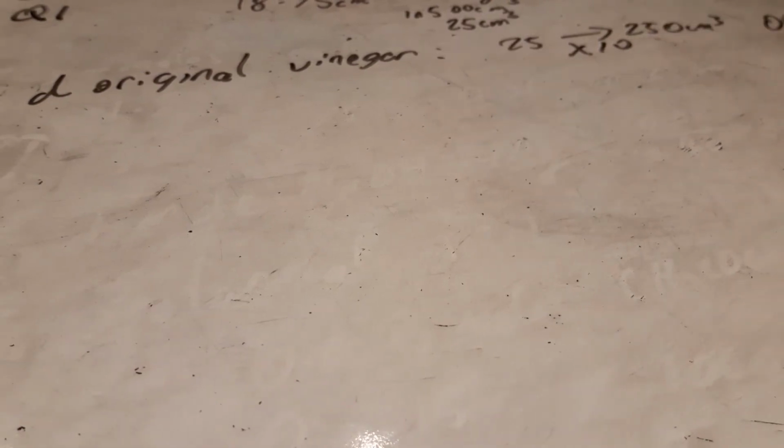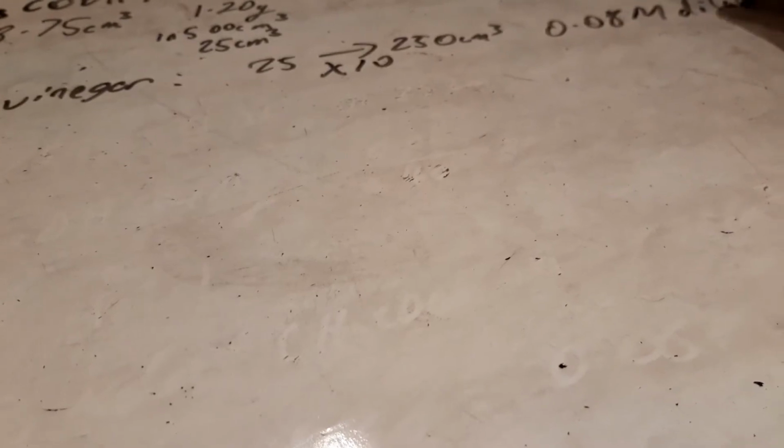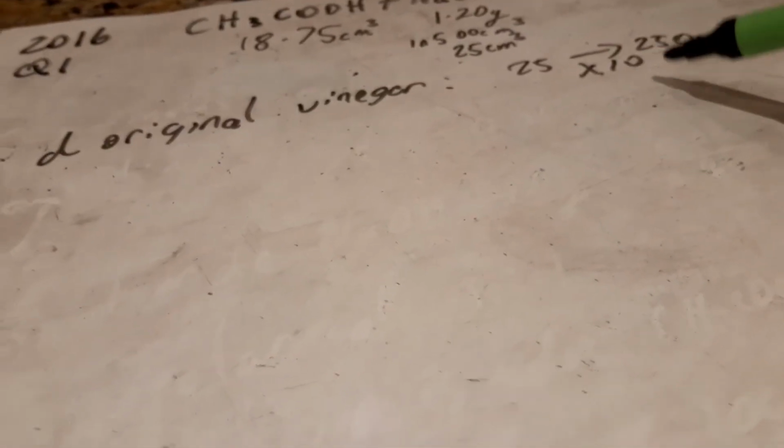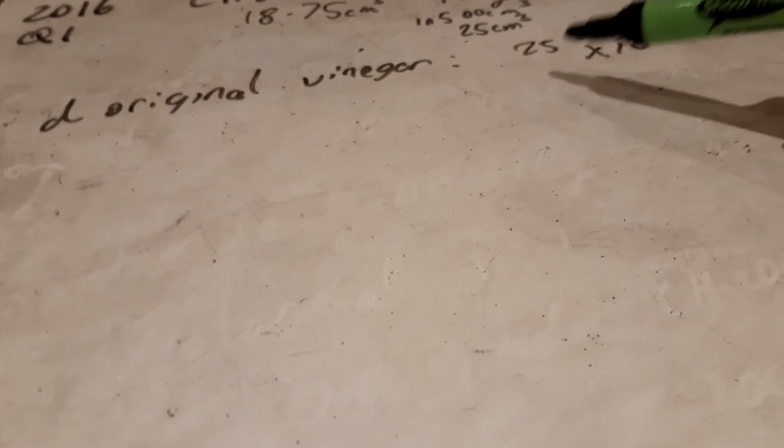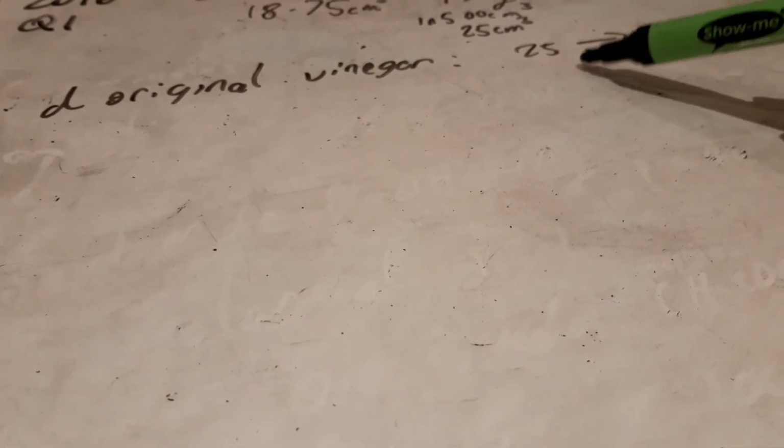And what that means is that our original vinegar out of the bottle is 10 times stronger than that 0.08 moles per litre, which is the diluted vinegar. All right? Now, it's not always a given that it's 10, so just double check that, right? Usually it's 10, it's not always 10, so just always double check. Sometimes it's 5, it could be 20. There's no rule that says it has to be 10, so double check it.